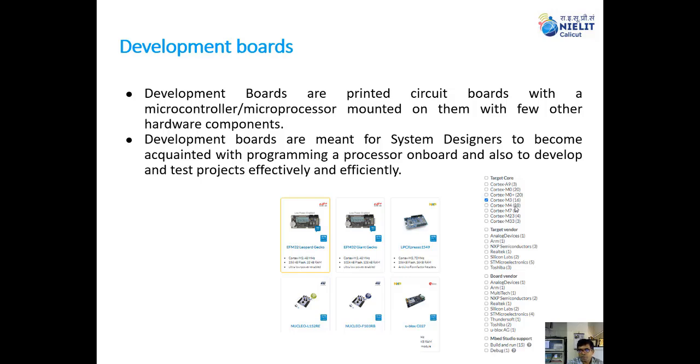So if you want to try out your prototype, before making your own custom board, we will be using development boards from various vendors. Coming to the Cortex M3, there are many board vendors available, like Analog Devices, NXP Semiconductors, Realtek, ST Microelectronics, and Toshiba. There are many companies, so you can select the target vendor, and all these vendors manufacture various development boards in the Cortex series.